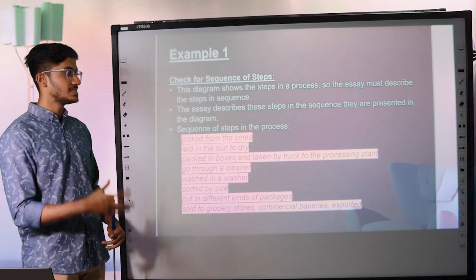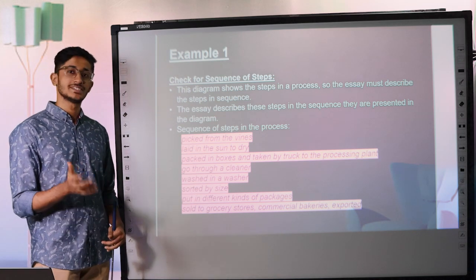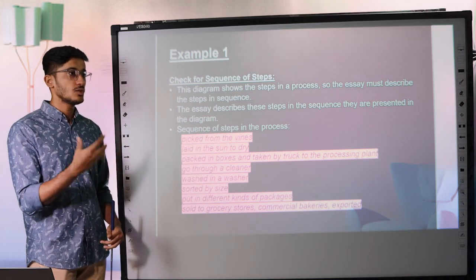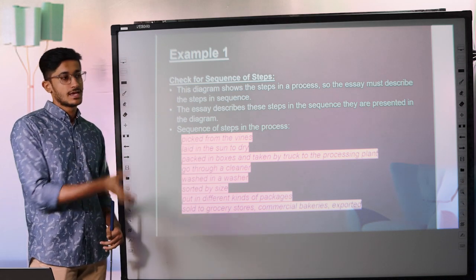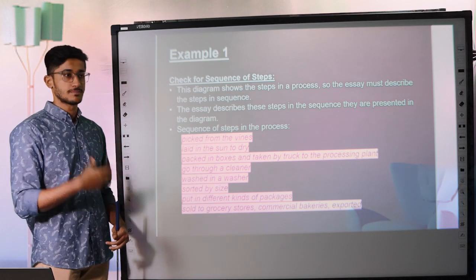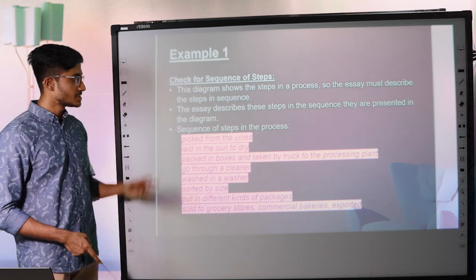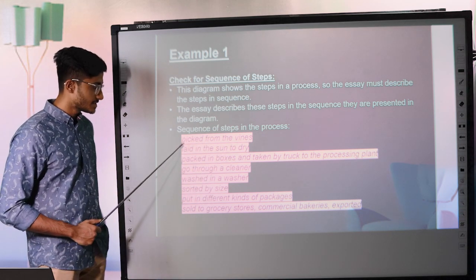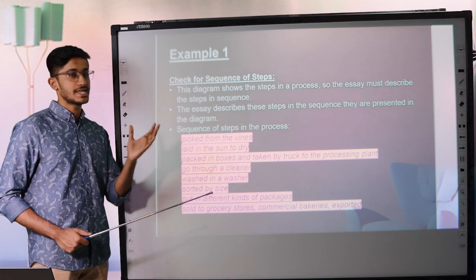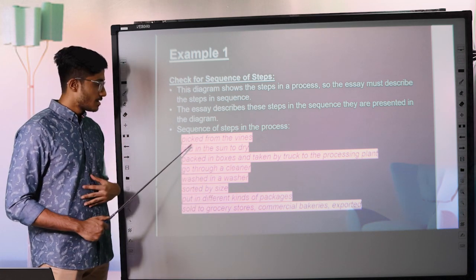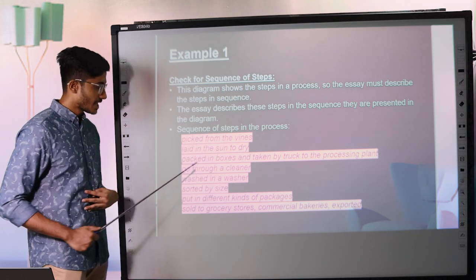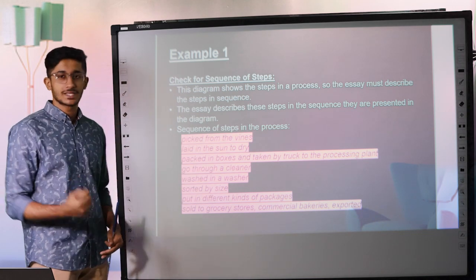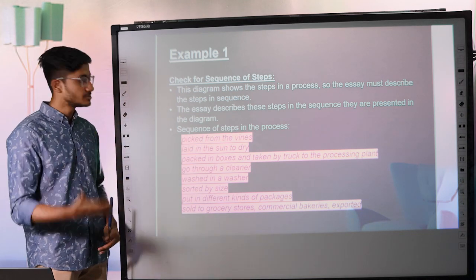The essay describes these steps in the sequence that they are presented in the diagram, and for that you should use certain words that help you understand that this step comes after the previous step. So you have to write it in that way. The sequence of steps in this essay helps you understand what is happening after what. First we have picked from the vines, and then laid in the sun to dry. So we know that the grapes are first picked from the vines and then they are laid under the sun to dry.